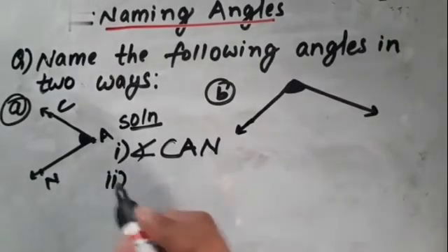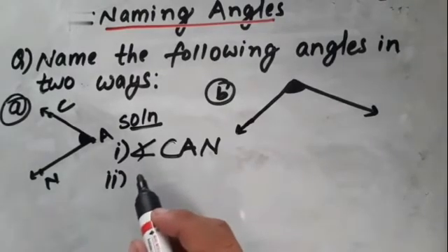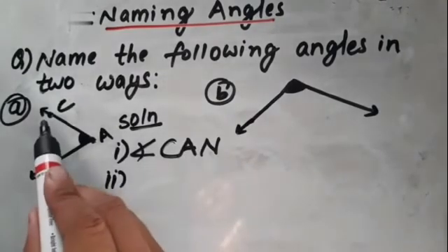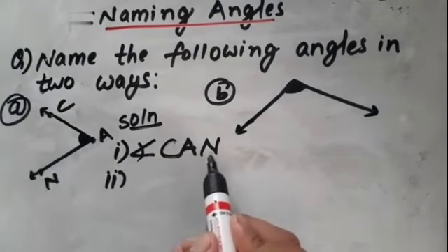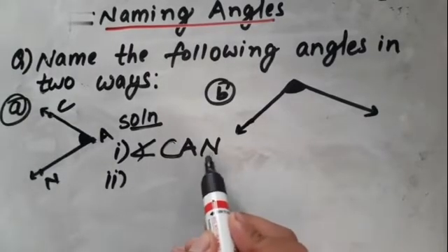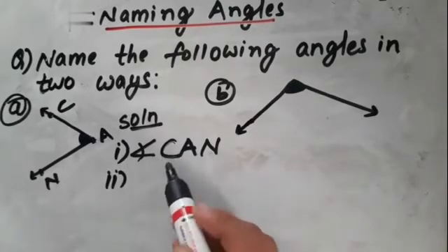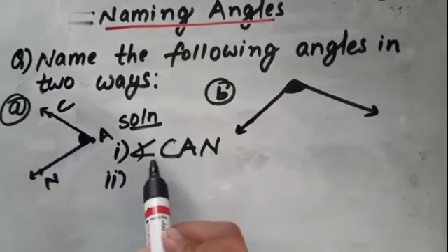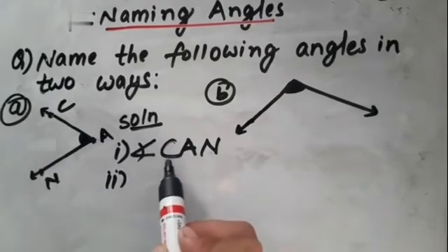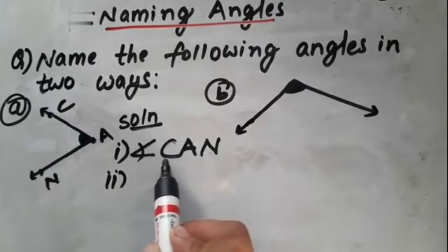Now let's see another way. Another way to name this angle is, you just have to reverse this. So another way will be angle NAC. You can see in the first way we wrote C first.